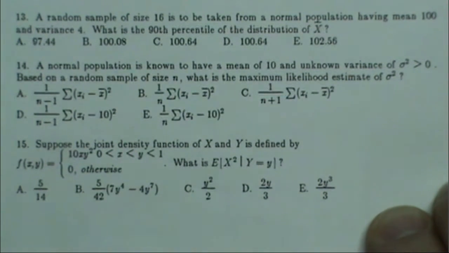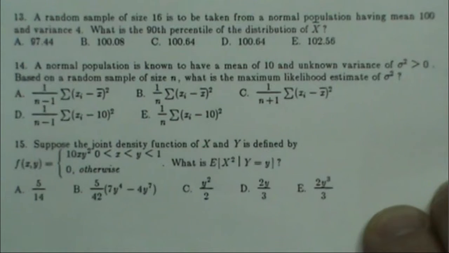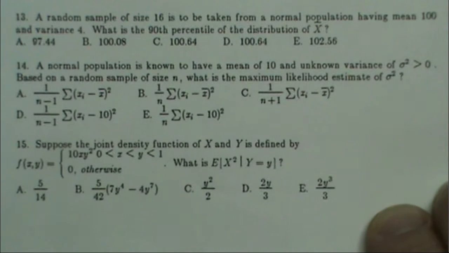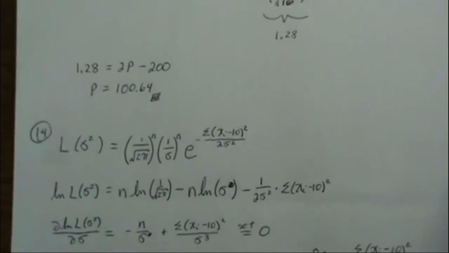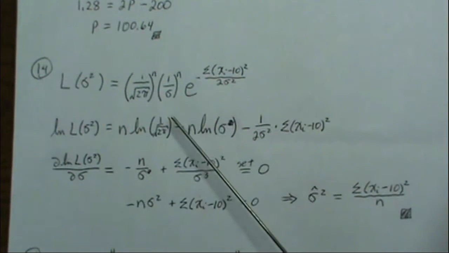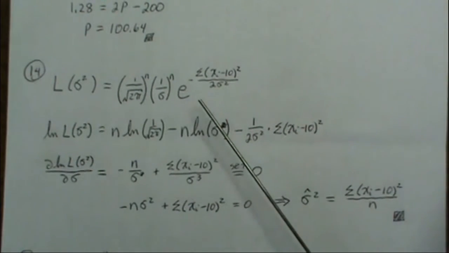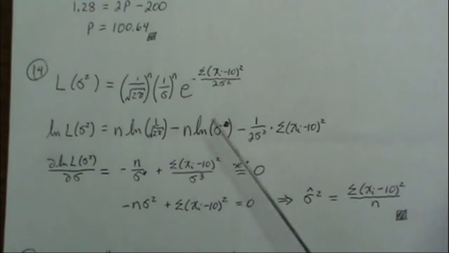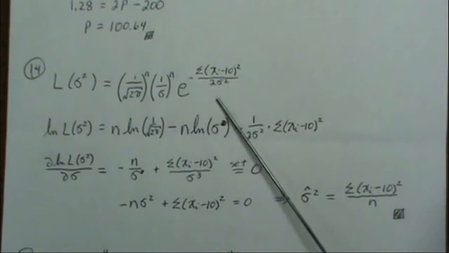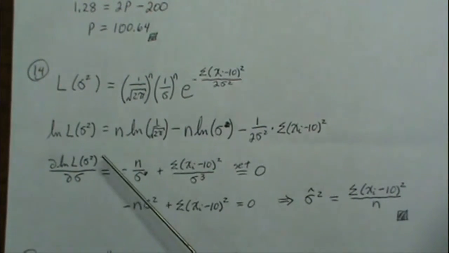Number 14. A normal population is known to have a mean of 10 and unknown variance of sigma squared, which is positive. Based on a random sample of size n, what is the maximum likelihood estimator of sigma squared? So number 14, we are asked to find the maximum likelihood estimator of sigma squared. So this is the likelihood of a sample of size n. We're given that the true mean is 10, so that's why I plug in a 10 here to the likelihood function. And then we take the natural log of both sides.